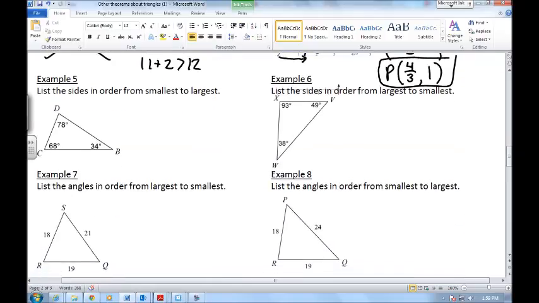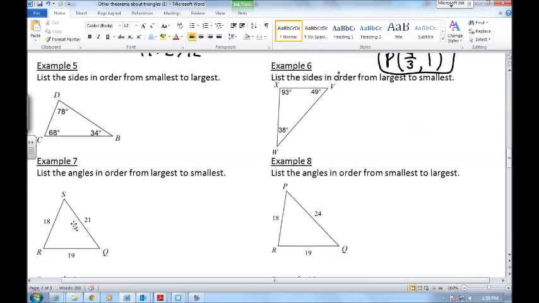Okay. Number 5. List the sides from smallest to largest. Here's a hint on these ones, 5 through 8. Be careful what the directions ask you for, because sometimes it says smallest to largest, sometimes it says largest to smallest. So make sure you know what's being asked for. Would it be like that? Like with the degrees? Yeah. Like so 5 would be B, C, D? Maybe.